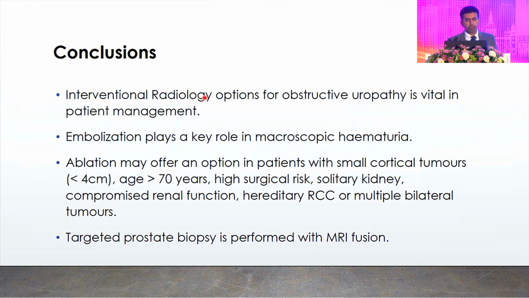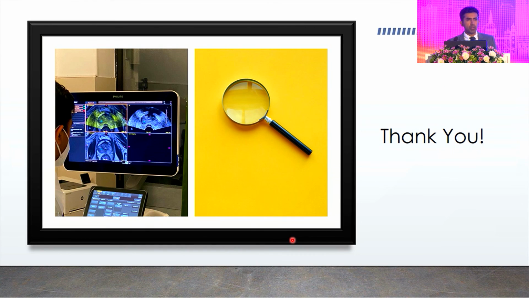In conclusion, interventional radiology options for obstructive uropathy are vital in patient management. Embolization plays a key role in macroscopic hematuria. Ablation may offer an option in patients with small cortical tumors less than 4 cm, age more than 70 years, and high risk patients for surgical interventions. Targeted prostate biopsy is performed with MRI fusion. With that note, I would like to conclude my presentation. Thank you very much.